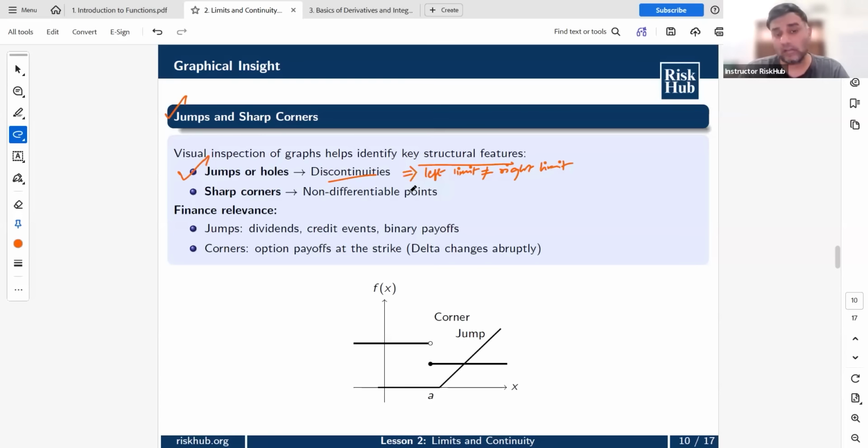Then we talk about sharp corners. Sharp corners are non-differentiable points. Sometimes the function is continuous, but the slope changes suddenly, abruptly, right? This creates a corner. This function is continuous, but not differentiable.